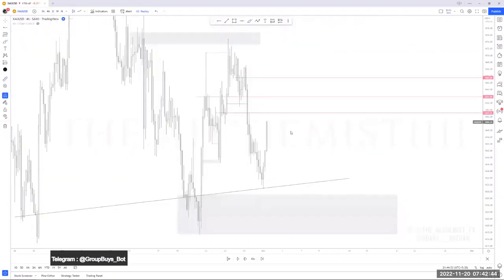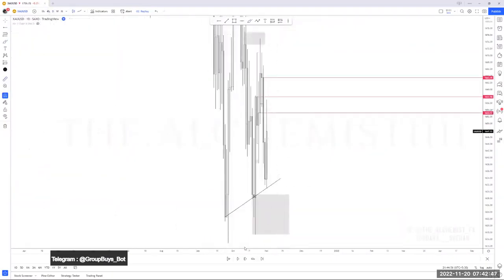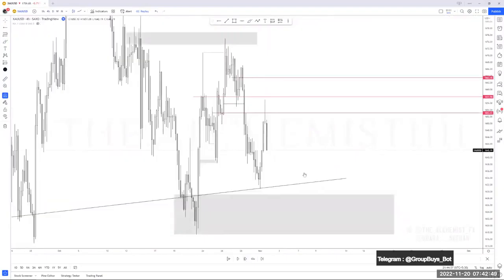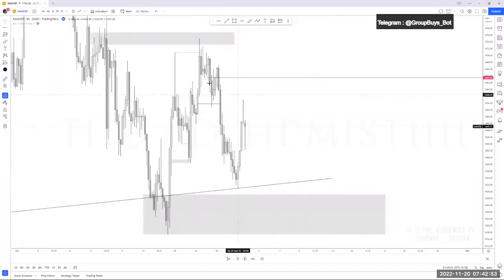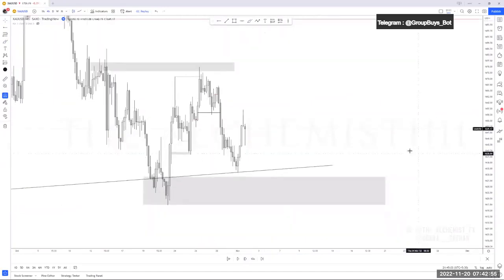So now, these, of course, even though it closed below these daily levels, never broke structure. Never broke structure, right? So you don't have to worry about these levels. So I showed you the sell from here, right?